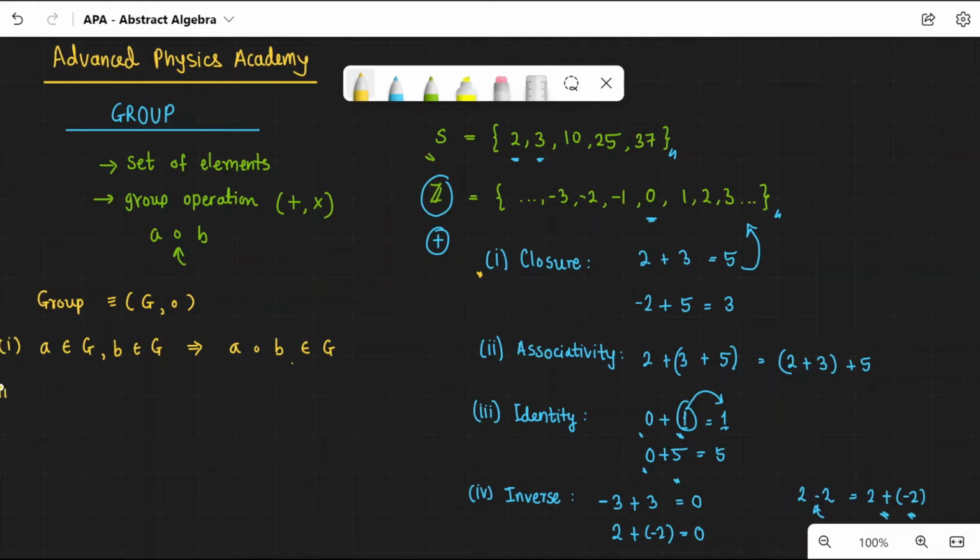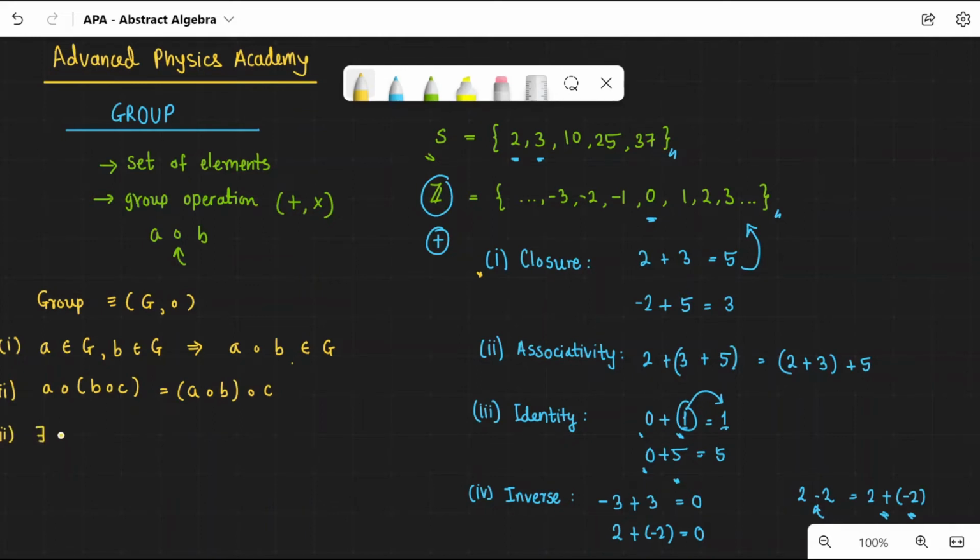Then we have associativity, which says A times B times C, with B times C happening first, is same as A times B and that times C. This property is associativity. Then there's existence of an identity element.